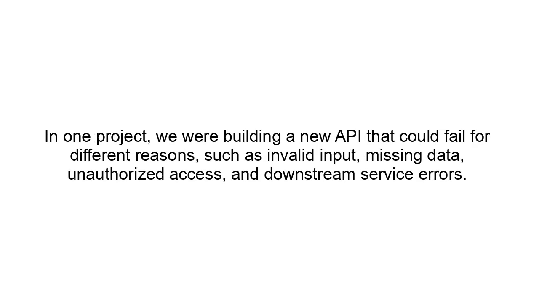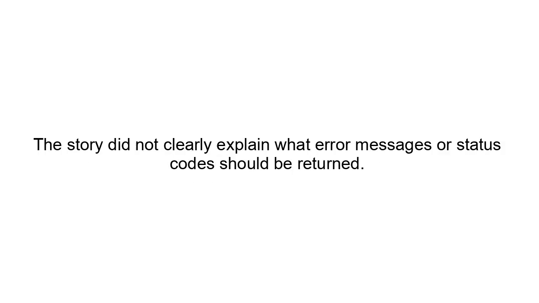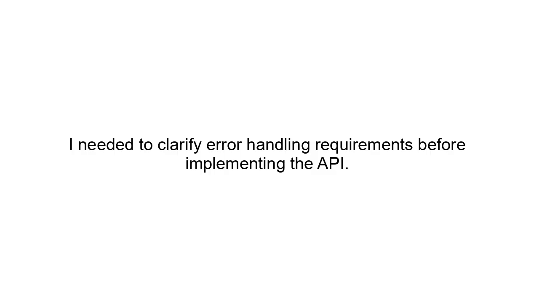Example 4. Clarifying error handling requirements. Situation: In one project, we were building a new API that could fail for different reasons, such as invalid input, missing data, unauthorized access, and downstream service errors. The story did not clearly explain what error messages or status codes should be returned. Task: I needed to clarify error handling requirements before implementing the API.